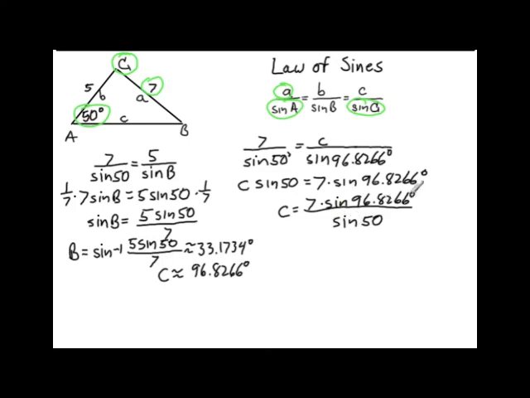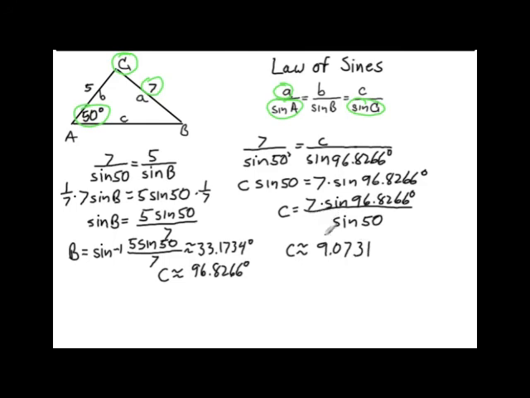This value should still be in your calculator, so you can take the sine of it times 7 and then divide it by the sine of 50. Right, so doing that, we end up with a value of c being approximately 9.0731.